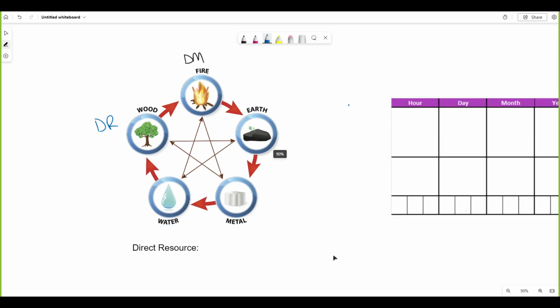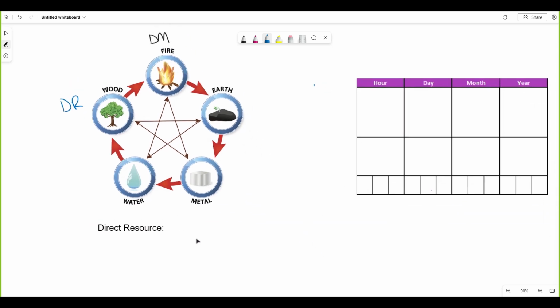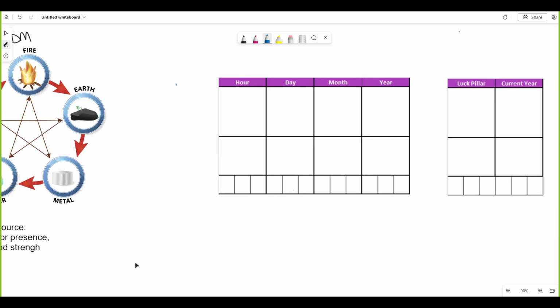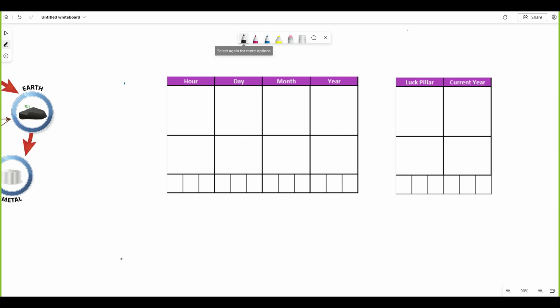Okay, so as we look into direct resource, what's the first thing that we do? We will of course have to check for the presence, check for the location, and check for the strength. But all these things will only take place once we have done the day master check. So as always, we start with the day master, and from the day master, we look into the season the day master is born in to identify whether the day master is strong or otherwise.